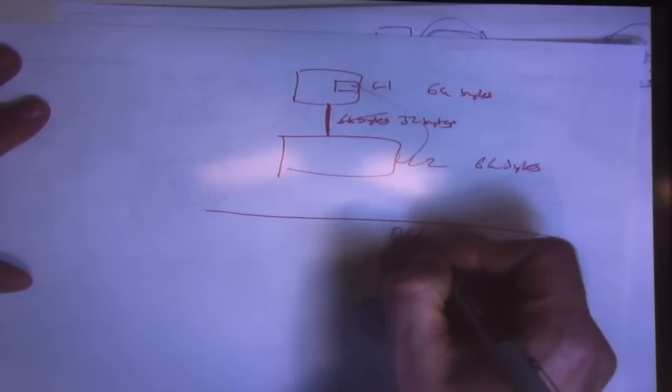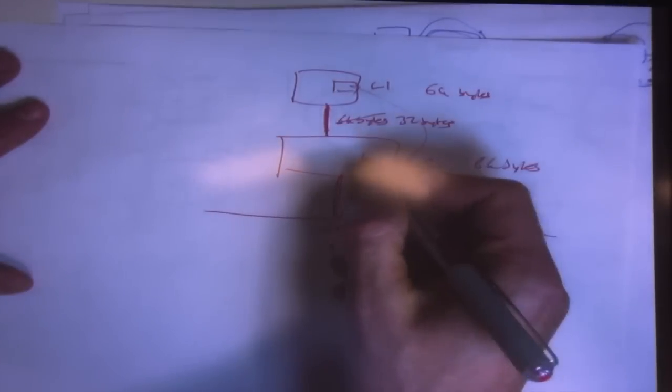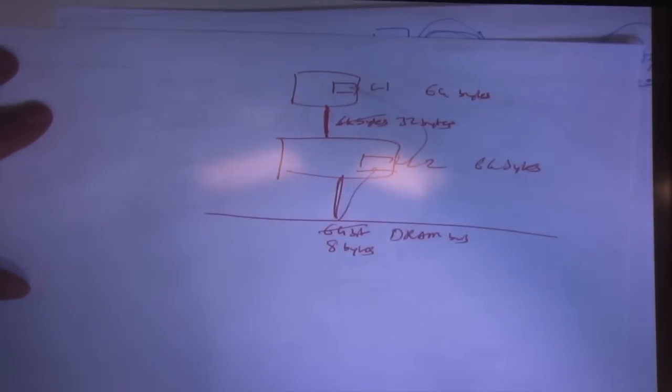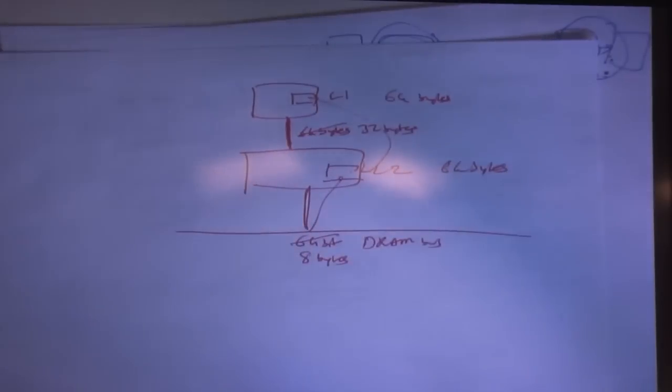And if you're actually accessing the DRAM bus, let's say this is 64 bits or 8 bytes, well, you need to do 8 accesses, 8 bus transfers to actually fill a cache line in the L2 cache. So block size is decoupled from the size of your bus over here. OK, we also talked about subblocking.